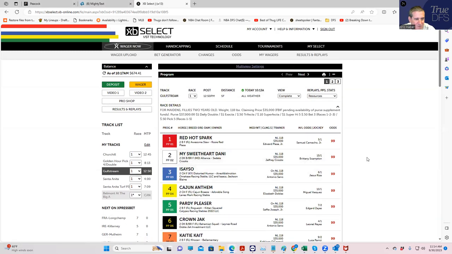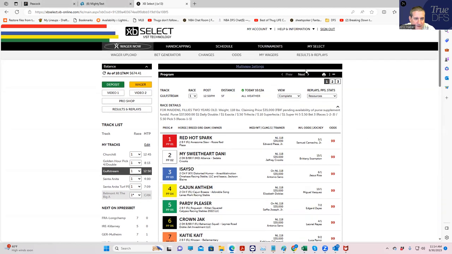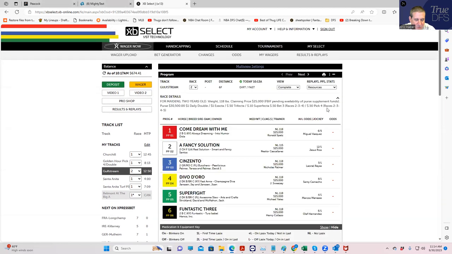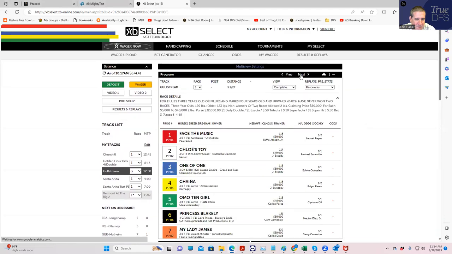All right, so race one at Gulfstream, there's really no value. I'm just kind of talking through this. The two, three, five, six, seven, nine, really no value at all. Race number two, the one is sort of a lock, no value over there.